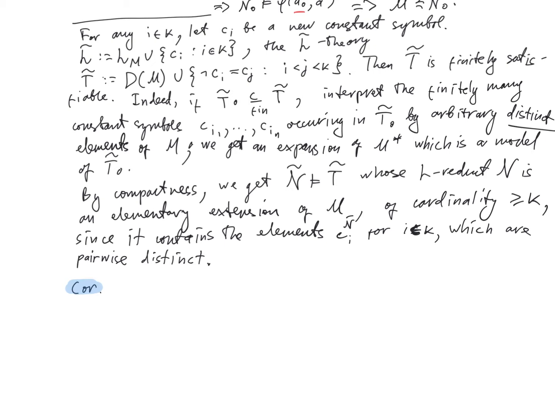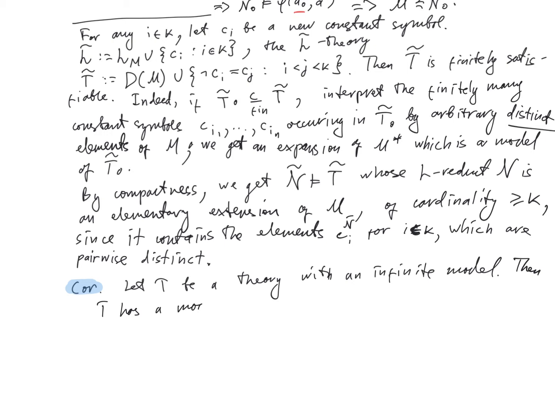Combining the downwards Löwenheim-Skolem theorem and the upwards Löwenheim-Skolem theorem, we have the following corollary. Let T be a theory admitting an infinite model. Then T has a model of cardinality kappa for any kappa greater or equal than the cardinality of the language L. So this tells us that for theories admitting infinite models, the theory absolutely cannot see the cardinality of the model.